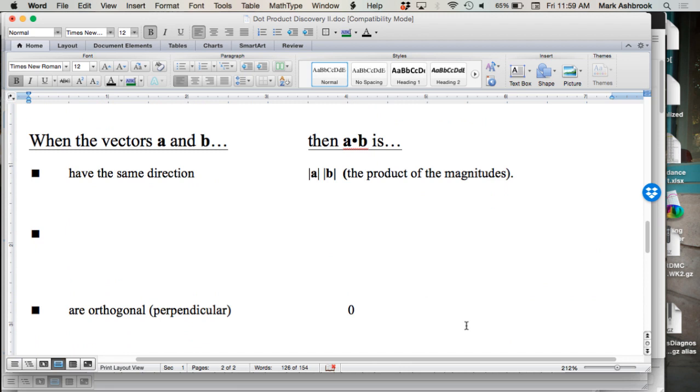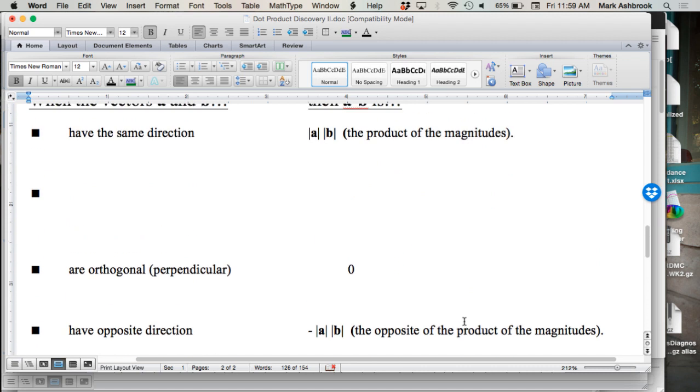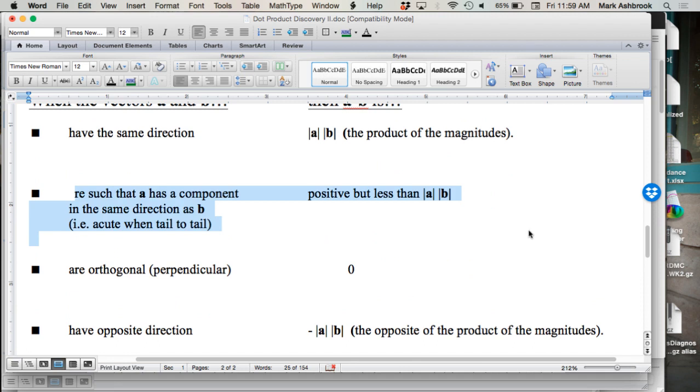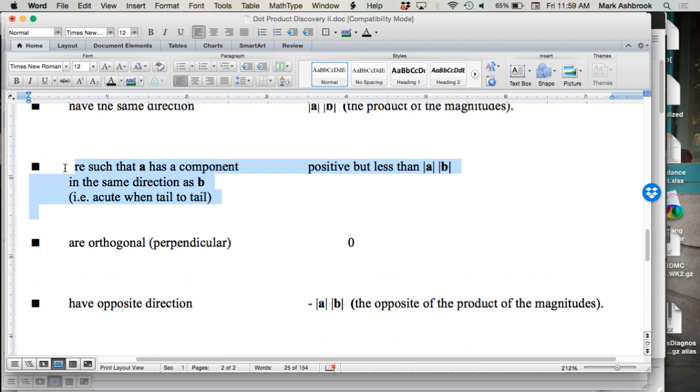So what other situation have we not covered yet? Yeah, you're on the right track. If the vectors form an acute angle, then the dot product's positive, right? So in that case, if they have an acute angle, tail to tail, then you could say one has a component in the same direction as the other, instead of the opposite direction, like obtuse, right?